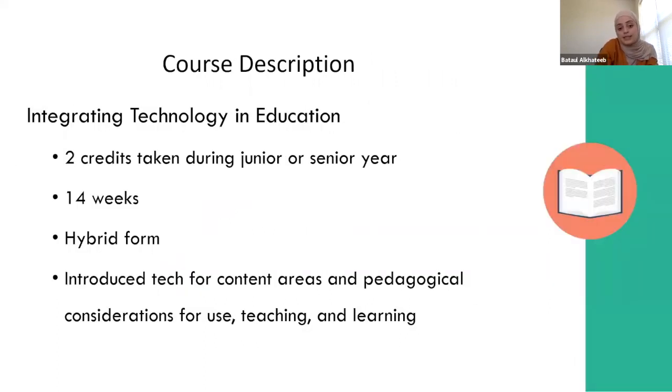So as for our EdTech course, it is a required 2-credit course for all pre-service teachers taken usually during their junior or senior years. It is a 14-week course. It introduces technologies available for use in the classrooms and content areas, pedagogical considerations for use in teaching, and learning practices that combine both the use of these technologies and pedagogy. The course was offered in a hybrid form, so as you know, some sessions were held online while others were held face-to-face.